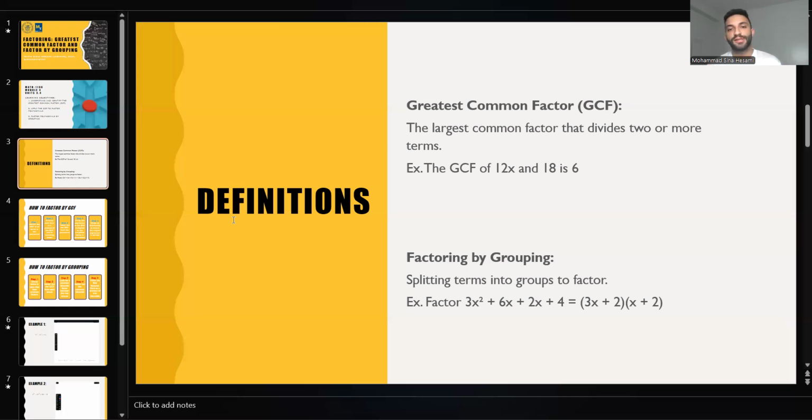The second definition is factoring by grouping, which means splitting terms into groups to factor. For example, factor 3x squared plus 6x plus 2x plus 4. We split these terms as 3x plus 2 and x plus 2. These definitions might not be very clear right now, but we will go over examples, and in that case they will definitely make sense.